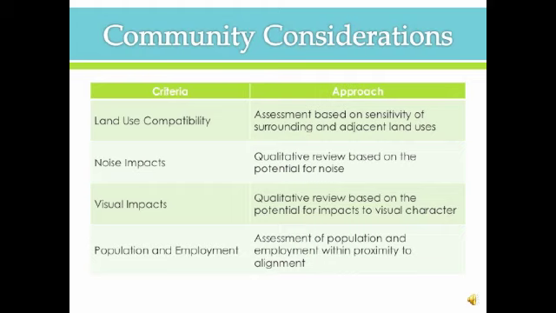The potential for visual impacts is assessed as part of a qualitative review of the visual character of the proposed alignments and how the introduction of a connector and its associated physical infrastructure, which could include stations, overhead catenary wires, and other attributes, would change the existing visual character of the neighborhood. Existing and forecasted future population and employment levels are considered within walking distance of each alignment alternative.